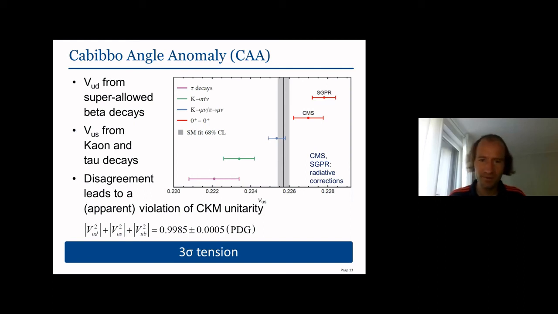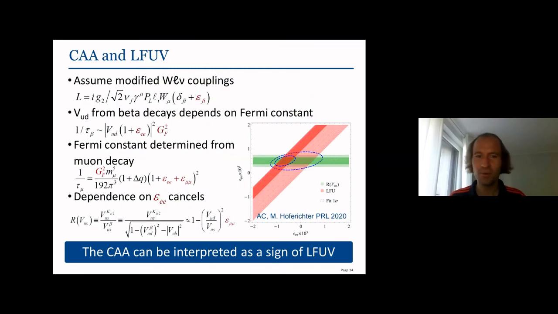Now you can also reverse this and say, I can use this to test CKM unitarity. And this is in fact what the PDG does. And here what you find is a 3 sigma deficit in CKM unitarity, whose origin is exactly this disagreement between V_ud from beta decay versus V_us from kaon and tau decay. So here we have the 3 sigma tension. Now, you might ask the question, what does this Cabibbo angle anomaly have to do with lepton flavor universality violation? I was talking about the CKM matrix, so about quark physics.